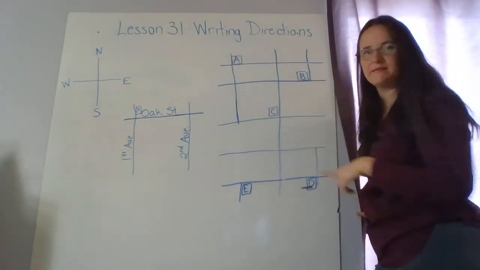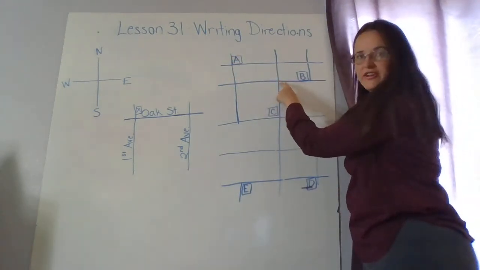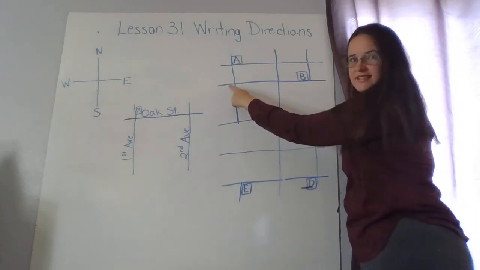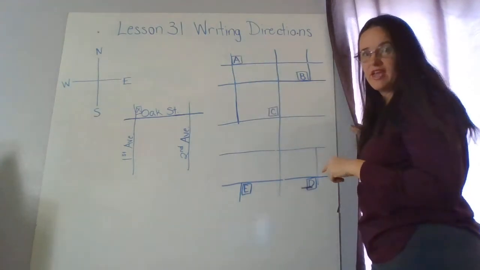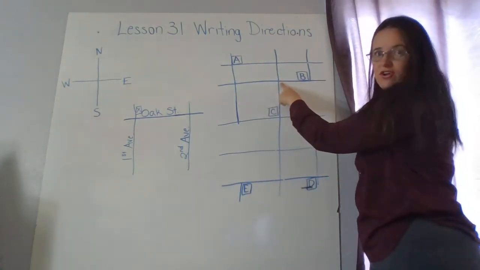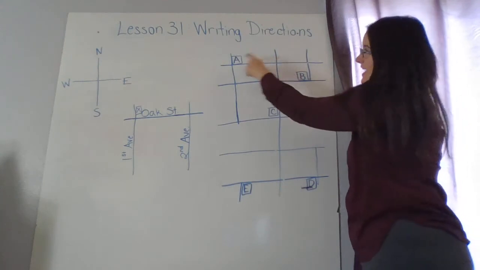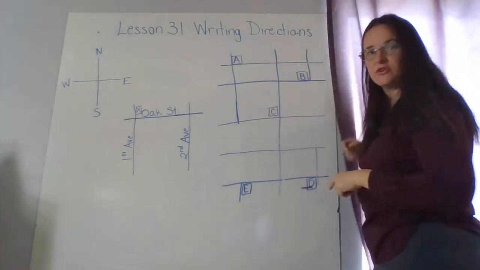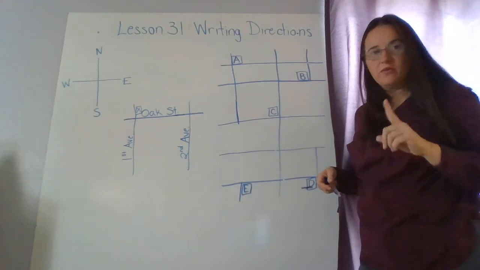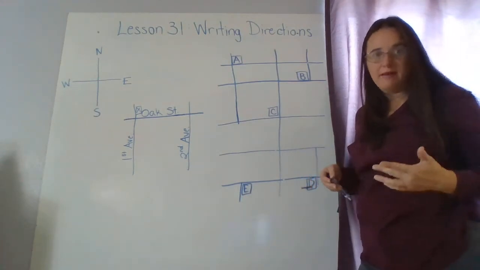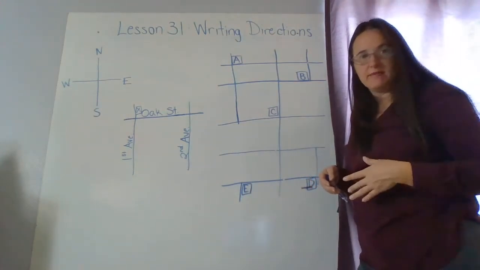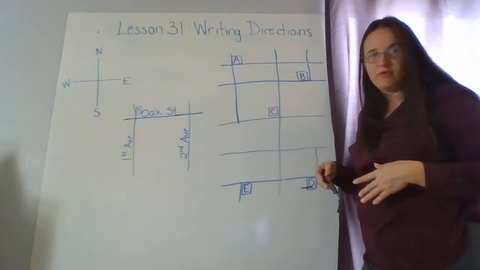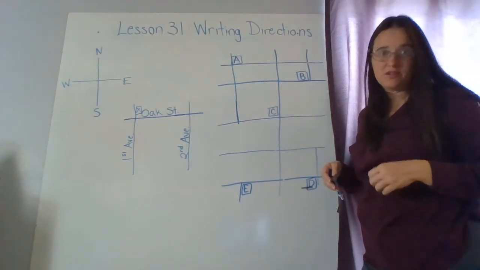Okay, I want to point something out. When I was here, he said 1 block west and then 1 block north. But he could have also had me go north and then west. So sometimes there's more than one way to get somewhere on a map. Now, oftentimes when your book is asking you these types of questions, they want to know the quickest way.